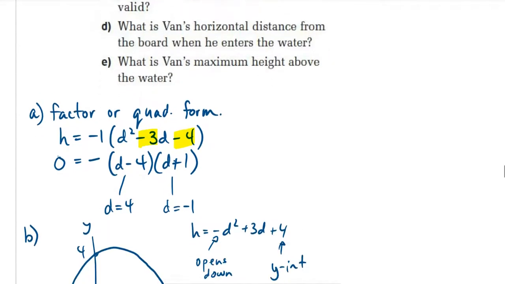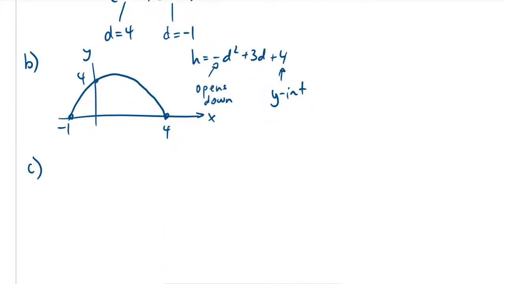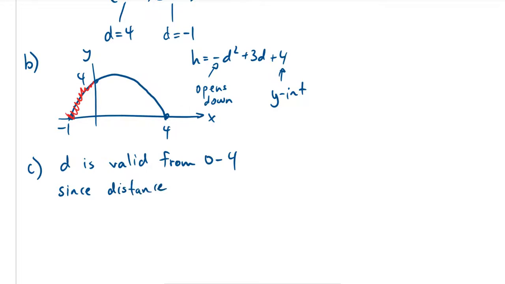For what values of d is the relation valid? If you look at part C, the relation is valid from 0 to 4 since the distance and height cannot be negative. So we're not going to use this part. We're not going to be using negative distance; we're using positive distance. So d is valid from 0 to 4 since distance and height cannot be negative.